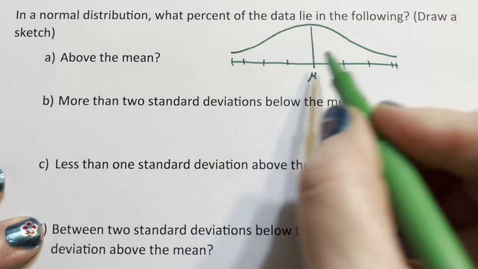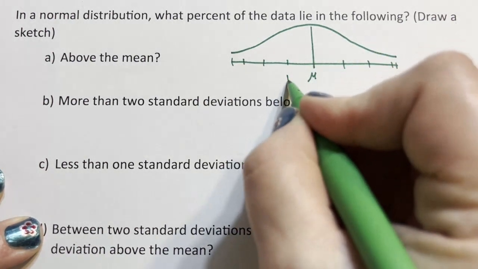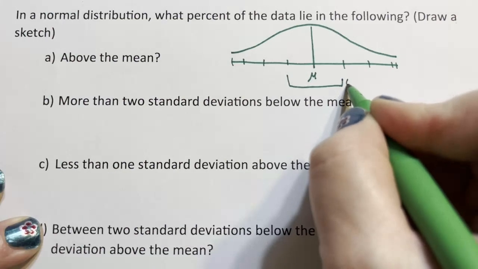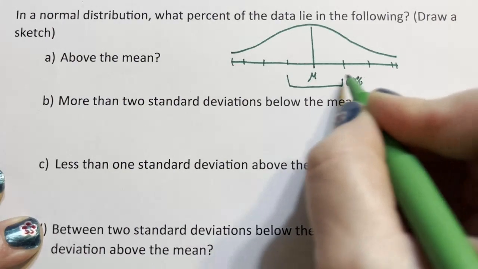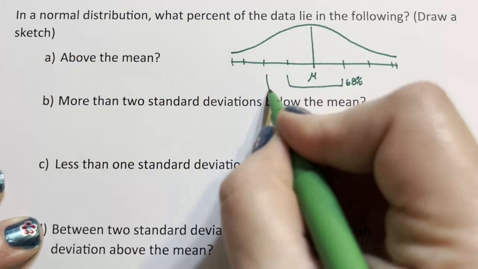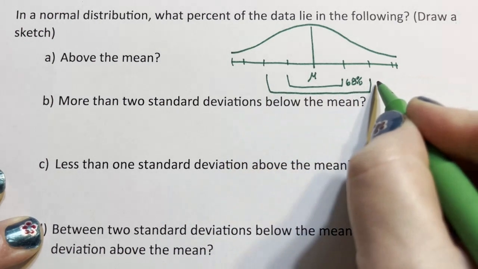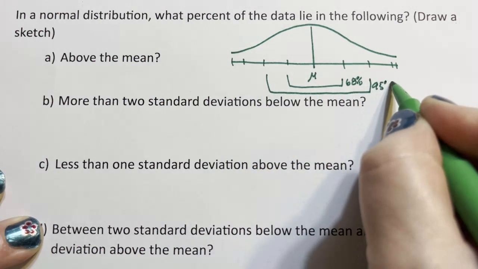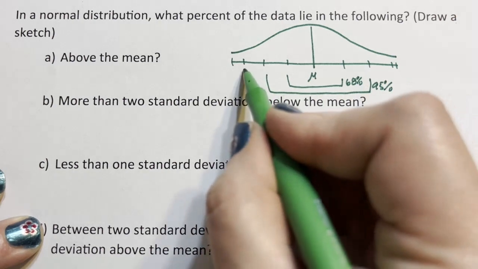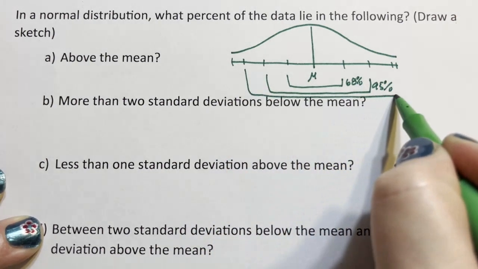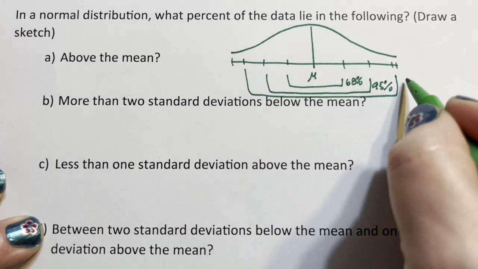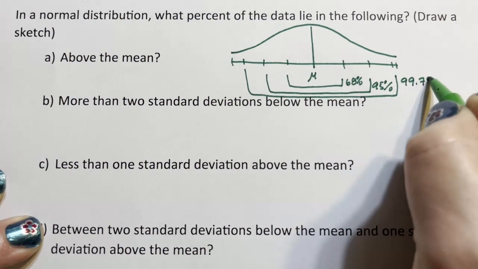Precisely 68% happens between the first standard deviation. 95% is in the first 2 standard deviations, and 99.7% happens in the first 3.